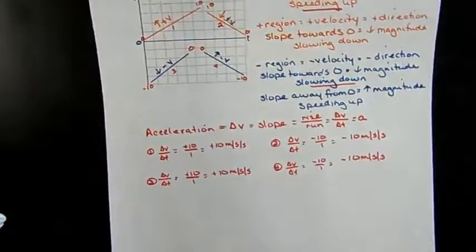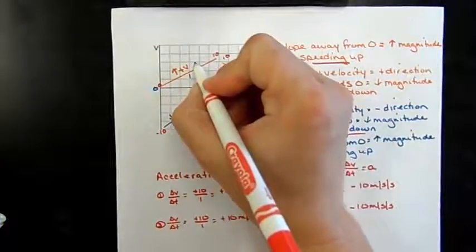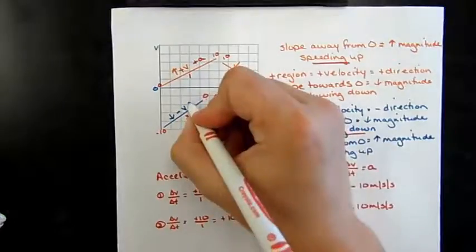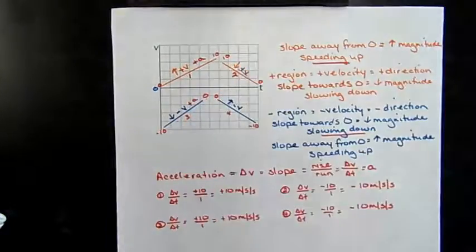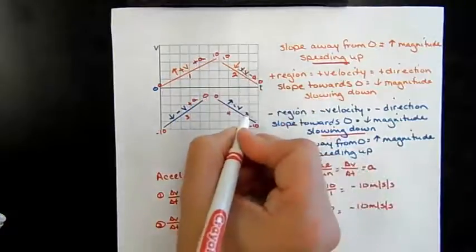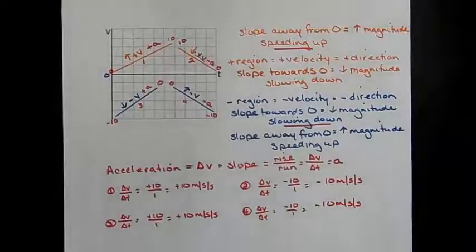Well, let's look at this a little bit. So what we've got here is a positive acceleration. Here we have a positive acceleration. Here we have a negative acceleration, and here we have a negative acceleration. So it might be kind of helpful to view this in terms of a motion map.